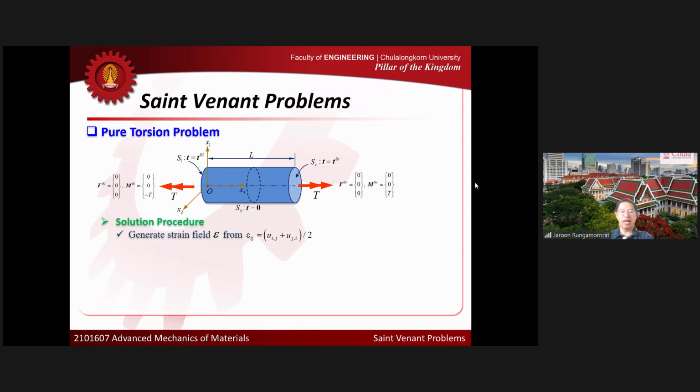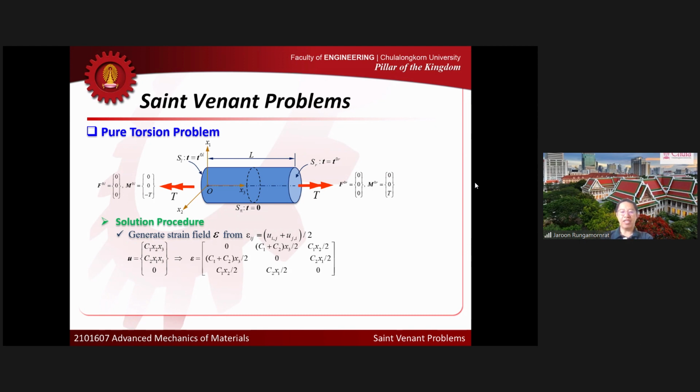Okay, so I start using this strain-displacement relationship to generate strain. Whenever I generate strain out of this relationship, I can say that these equations are satisfied automatically via the generation of the strain field. I don't need to check this equation again, because strain is generated by these equations. So I just simply plug in the guess displacement field.